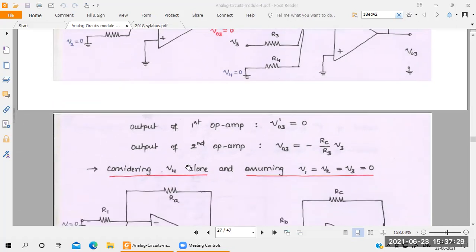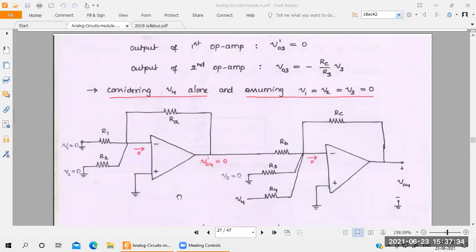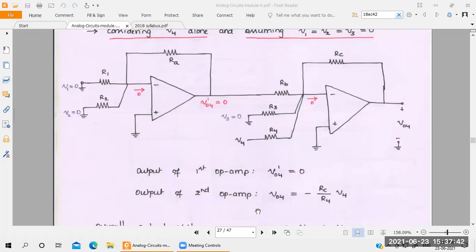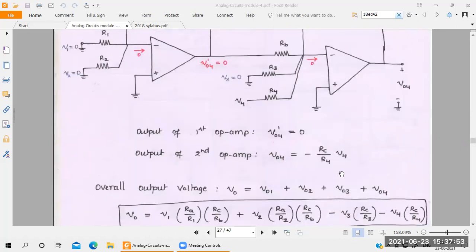Next, the last one is what here? V4. So V4 we apply here, then V1, V2, V3 we make 0 here. Again, the first op amp output is 0 because V1 and V2 are 0 here. V3 is 0 now, V4 is applied. Next you write the equation, RC divided by R4 multiplied by V4. So you get V04 is equal to minus RC divided by R4 multiplied by V4. This is the second op amp output.